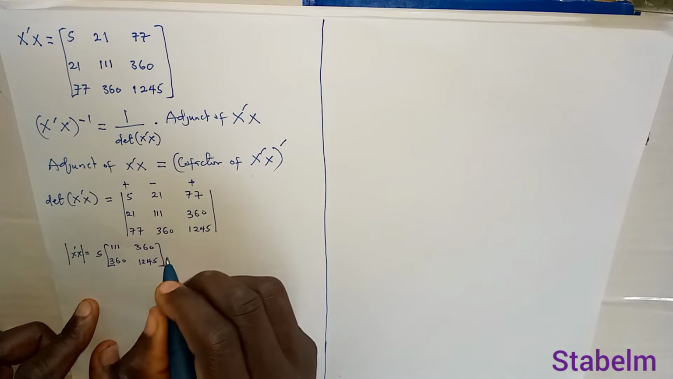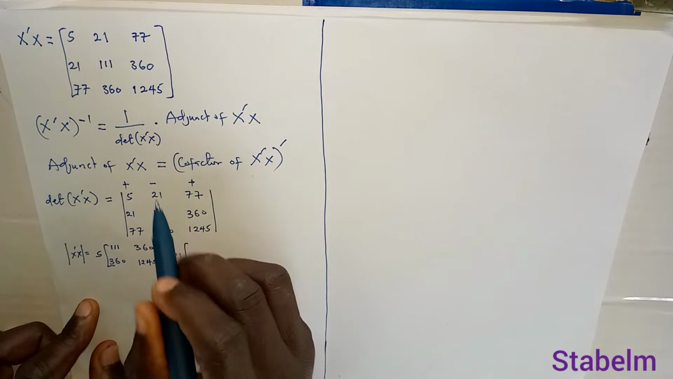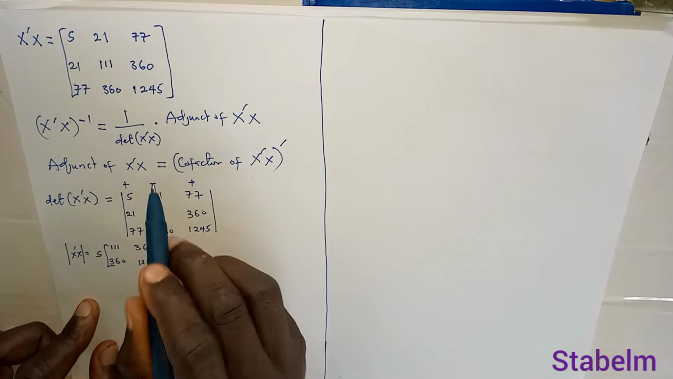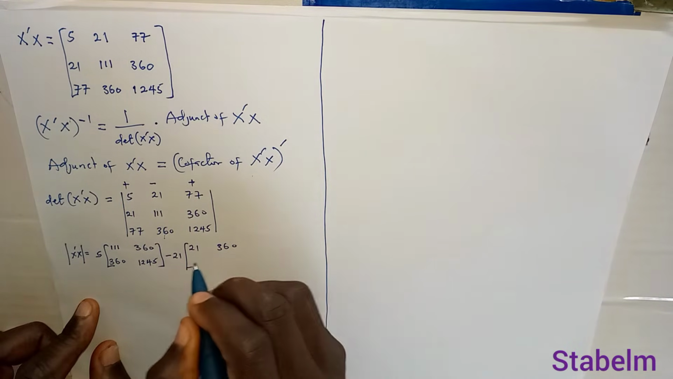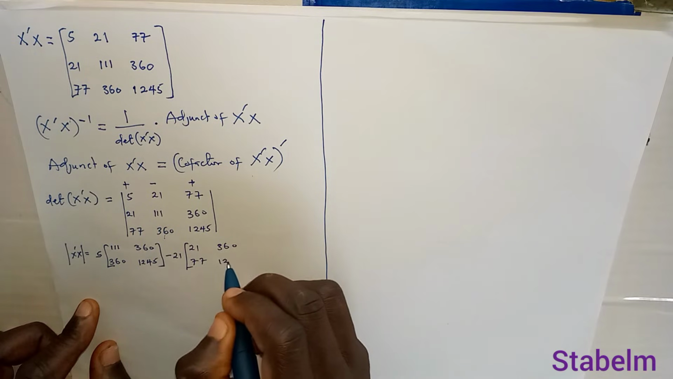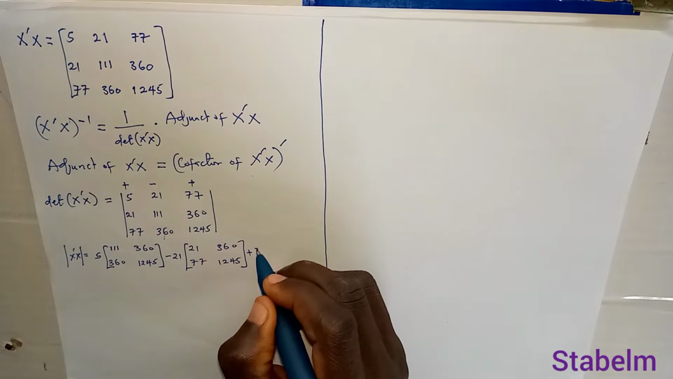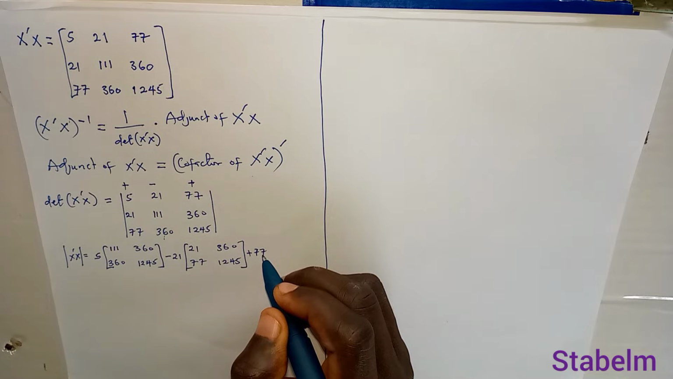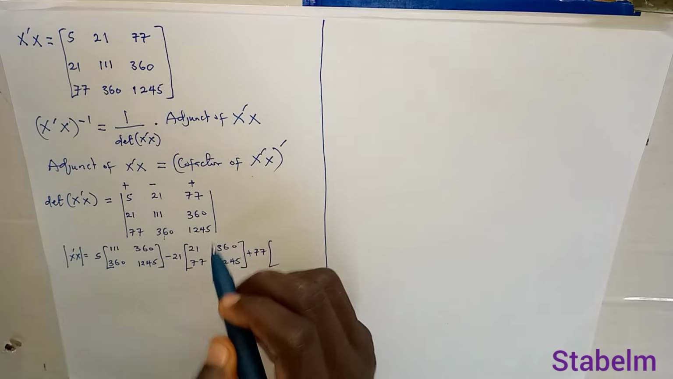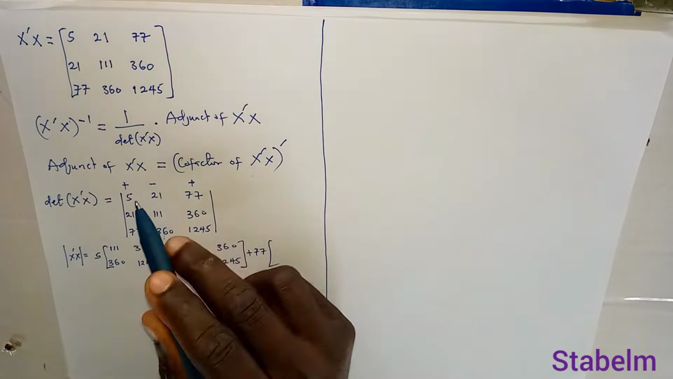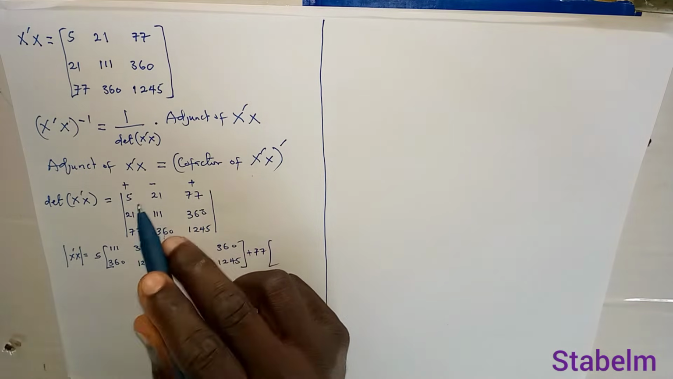So minus 21. What is the cofactor here? By the time you cancel this column and you cancel this row, we have 21, 360, 77, 1245. Then plus 77. By the time you cancel this column and this row, we will be left with just 21, 111, then 77, and 360.